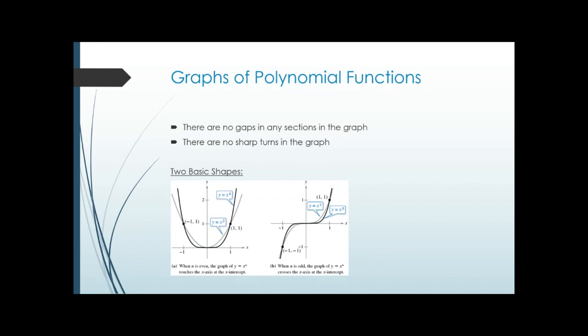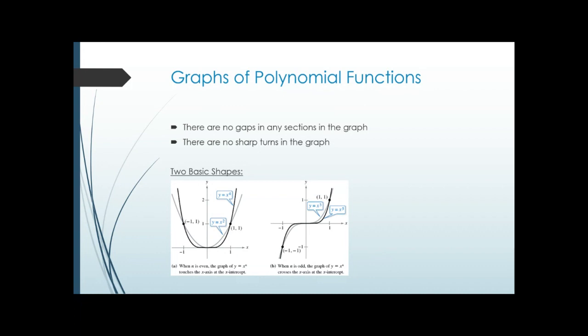So the shape on the left is when the highest exponent, which is called the degree of the polynomial, is even. So if the highest exponent is an even number, then it's going to look like the graph on the left. If the highest exponent is odd, it's going to look like the graph on the right. So there are two basic shapes, and then there can be some variation in the middle of those.